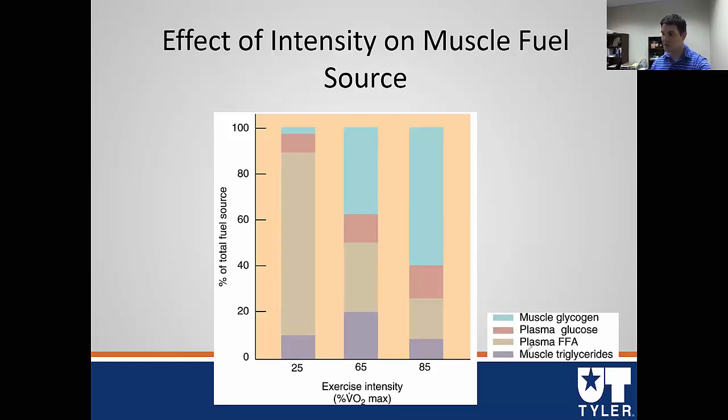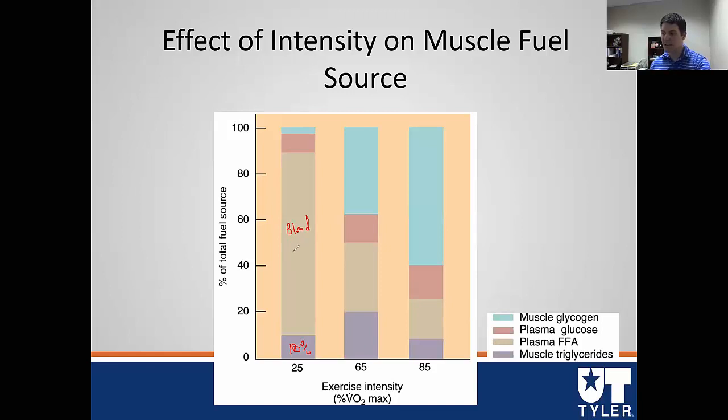So where do those fats come from? One, we have triglycerides stored in our muscles. We have fat droplets around our muscles. They contribute about 10%, coming from our intramuscular triglycerides. We get most of it from blood.